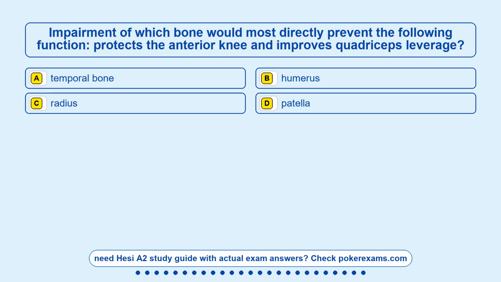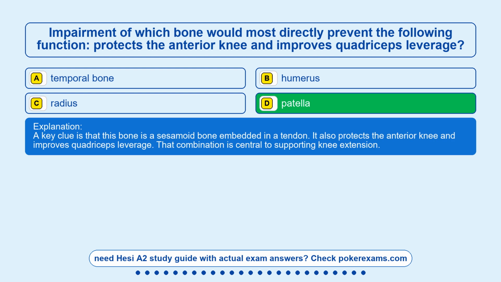Option A, temporal bone. Option B, humerus. Option C, radius. Option D, patella. The correct answer is option D, patella. A key clue is that this bone is a sesamoid bone embedded in a tendon. It also protects the anterior knee and improves quadriceps leverage. That combination is central to supporting knee extension.